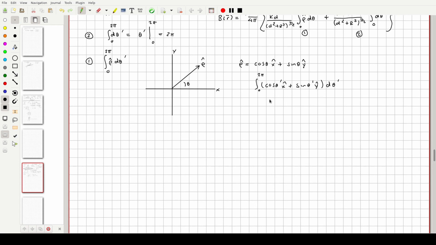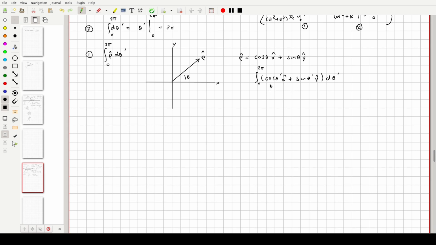and let's just look at one of them. Let's look at, I don't know, cosine. That looks interesting. 0 to 2 pi, cosine of theta prime, d theta prime. X hat and y hat are both constants. They don't change. Their directions do not change as a function of angle. But rho hat obviously does.